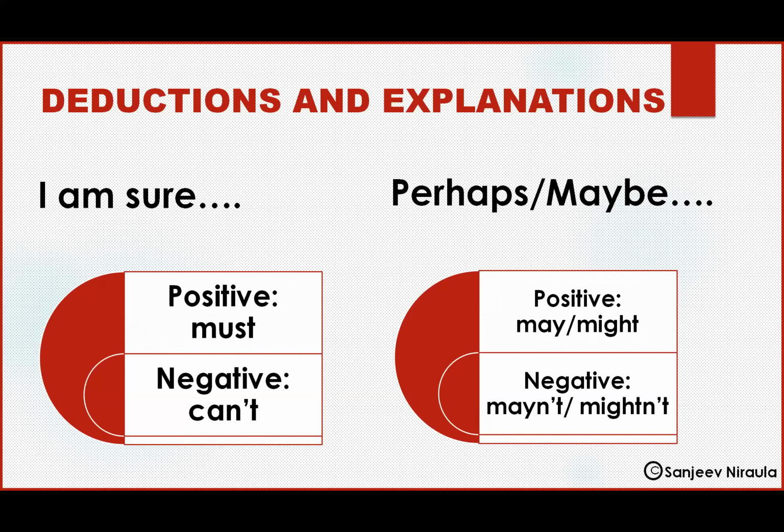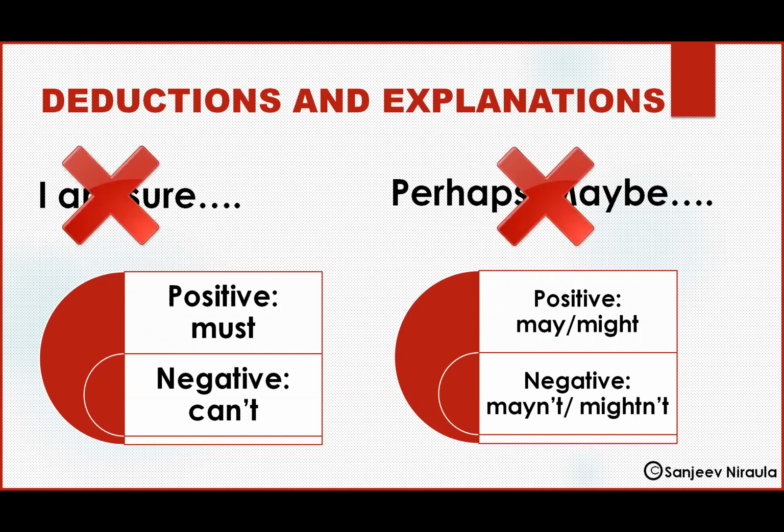In English grammar, there is a difference between may and might, but in this unit, you can use any of them. It does not make any difference. And while using these modal verbs in the answer, we should remove the expressions I'm sure, perhaps, maybe. This is rule number 1.